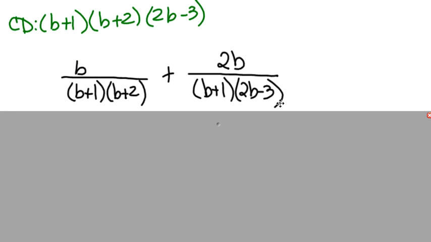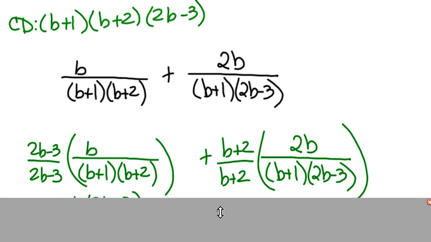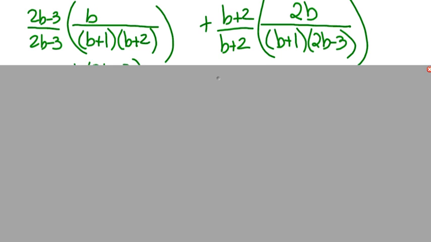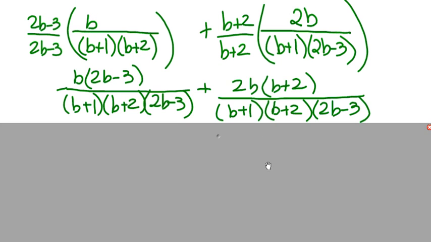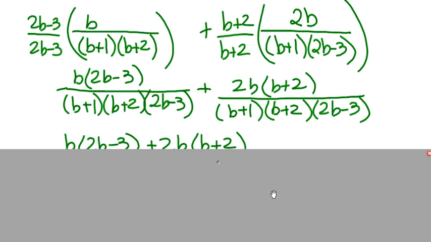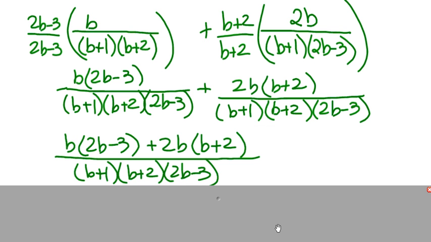So I go back to the original, and I figure out what's missing. Here I'm missing the 2b minus 3, so I multiply the numerator and denominator by that factor. Here I'm missing the b plus 2, so I'm going to multiply the numerator and denominator by that factor. Again, multiply across. We've got the common denominator, so we can write it as 1. We've got some simplifying to do, so we're going to distribute the b. We're going to distribute the 2b.